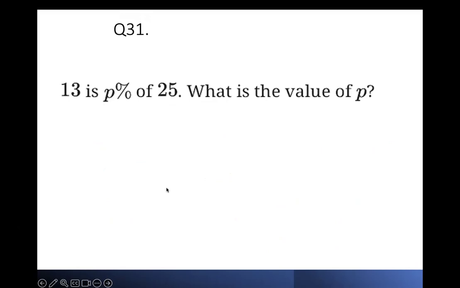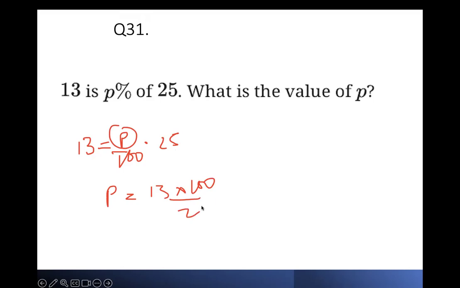13 is p% of 25. What is the value of p? Once again, it's the way you interpret it. So as you read it, you draw the diagram. So 13 is the result of p%, p over 100, of what? Of its multiplication of 25. That's all. So if you solve for p, it will be like 13 times 100 over 25. What do you think it will give you? 52. And this is 52. That's your answer. Right there.